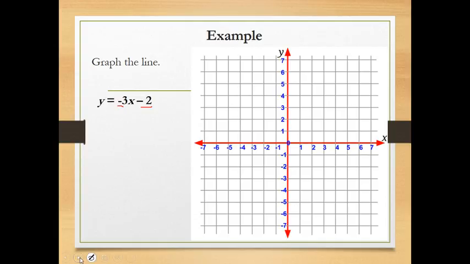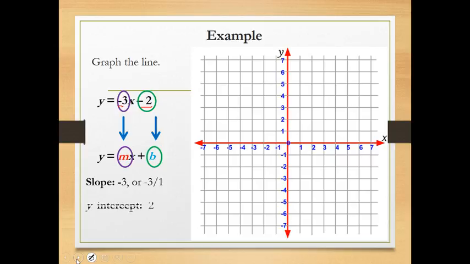So when we start to graph this, the very first thing that I look for is the b. I look for that y-intercept, and I put a point there on the graph. So we know that our y-intercept is at -2, so I plot a point at -2. And then now I can use my slope to get another point. Remember, -3 is the same as -3/1, so the rise is -3. That means go down 3. And then the run, in this case, is 1. That means go to the right 1. So we go down 3 and to the right 1 to get from one point to the next.